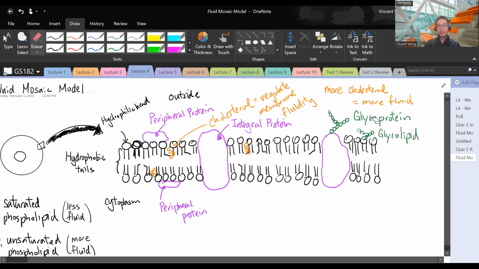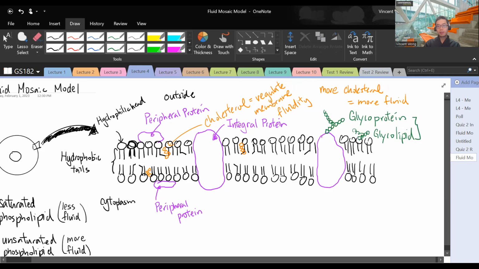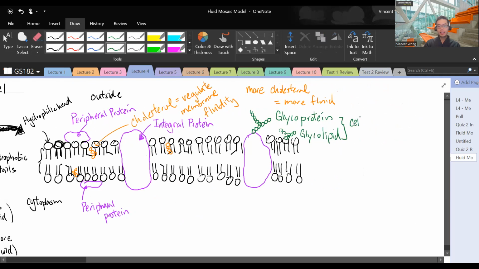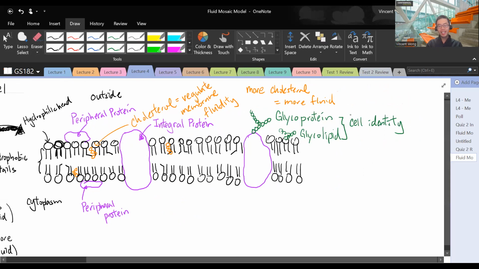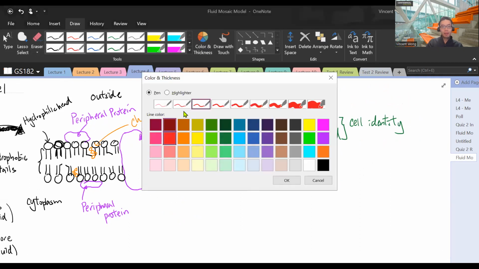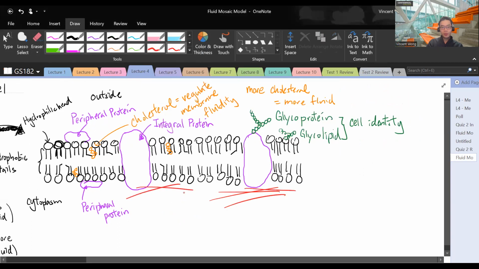Just very briefly, the glycolipid and the glycoprotein play a role in cell identity. More on that later. Basically, it allows your immune system to distinguish what belongs to the body and what does not. Gives it cell identity. Now, some of these membrane proteins will help attach to the cytoskeleton.